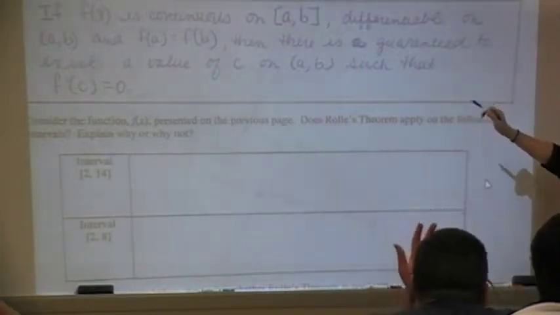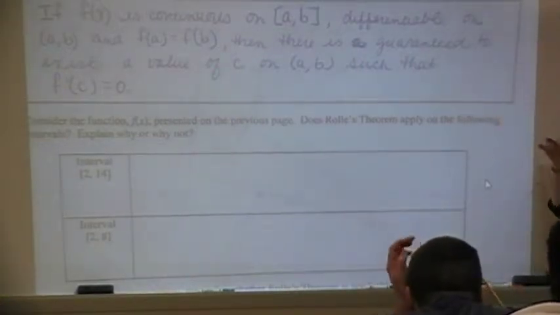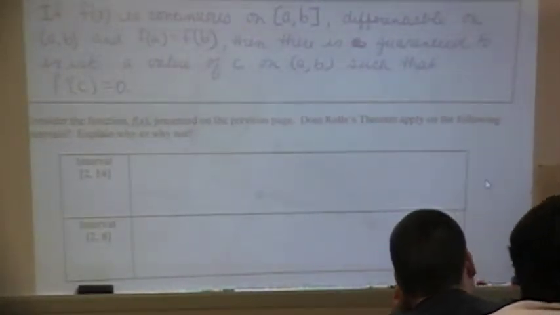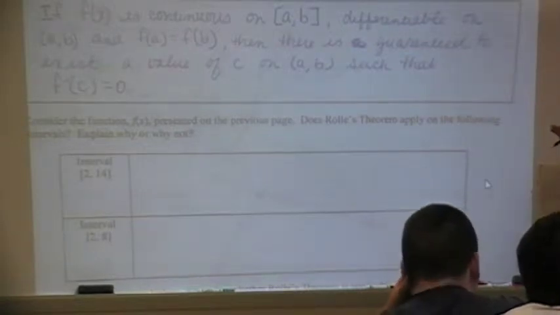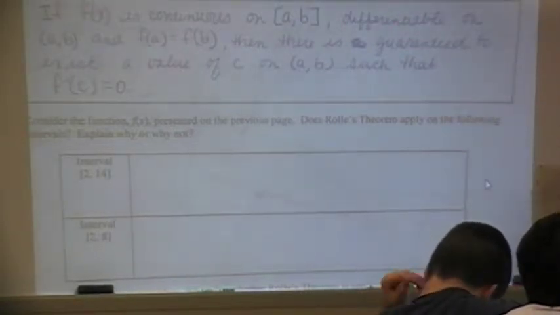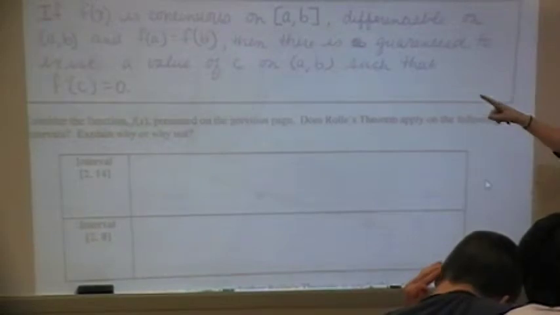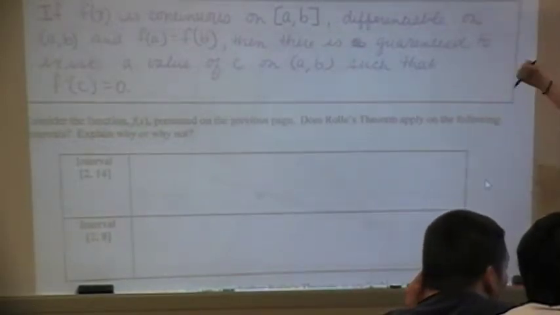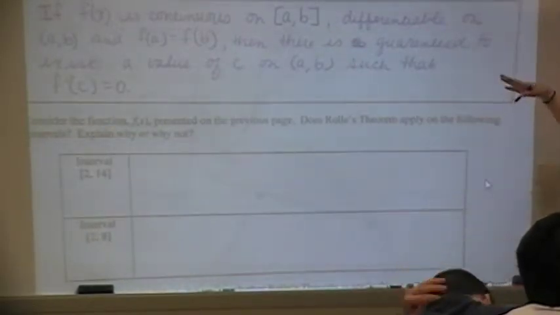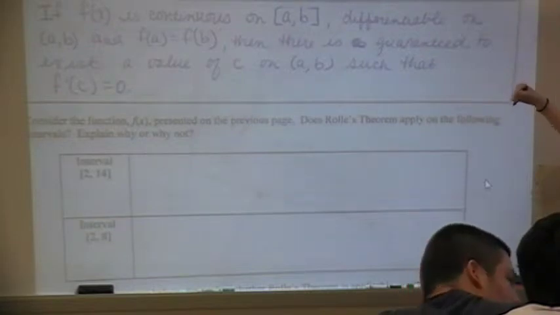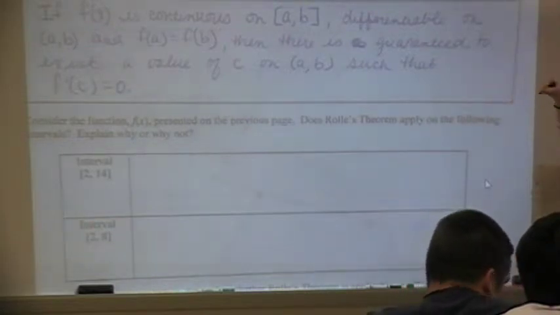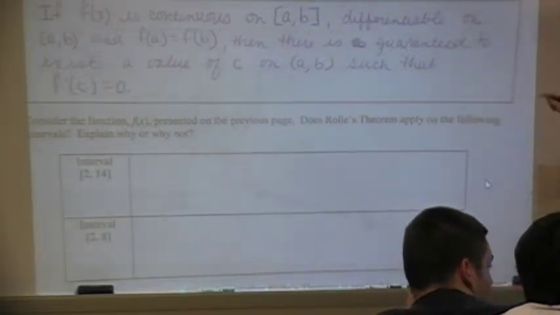And f of A equals f of B. What does that mean? They're at the same Y value. So your two endpoints are at the same place. Because A is the beginning of our function, it's on the X axis, it's over here. And B is on the other end, and they're saying the two Y values are at the same place.